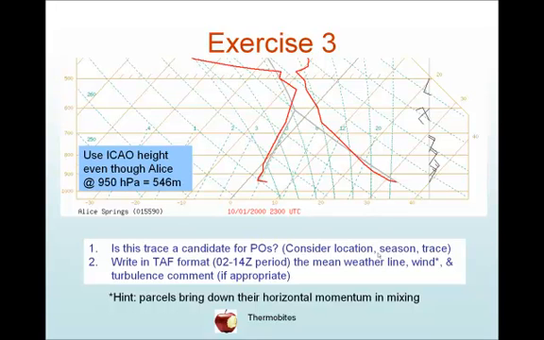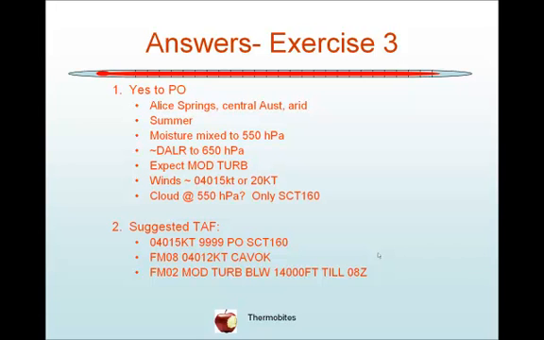Well, how did you go? We'll say yes to dust devils because it's Alice Springs, which is in Central Australia and is arid, and it's summertime. Moisture mixed to 550 hectopascals, a dry adiabatic lapse rate to 650 hectopascals, so it's all consistent with a well thermally mixed environment, and so one would expect moderate turbulence. There's about 15 knots from 040 degrees at the surface, and we're likely to mix down 20 knots as gusts in the afternoon.